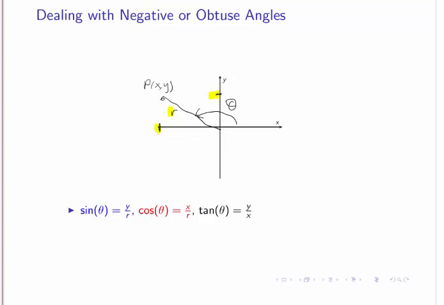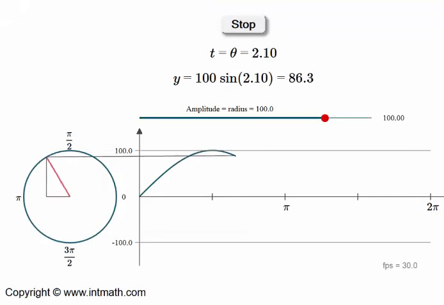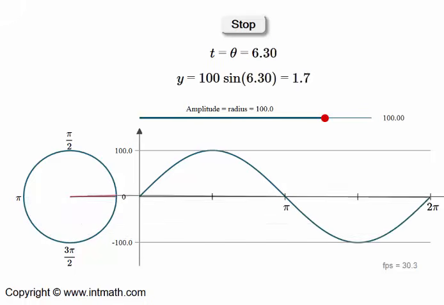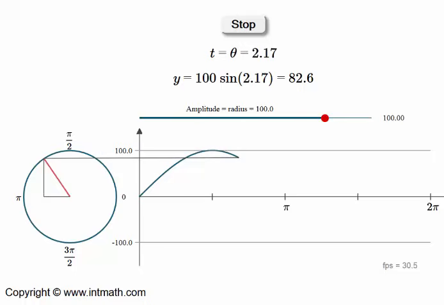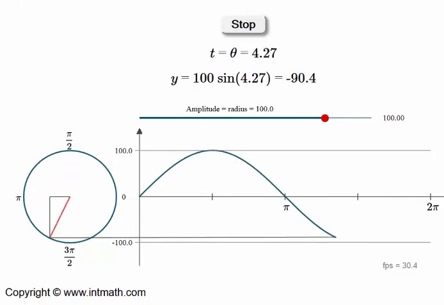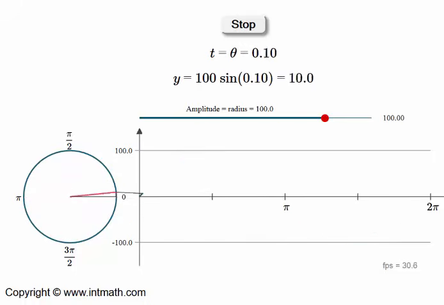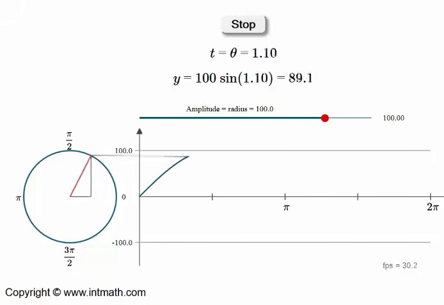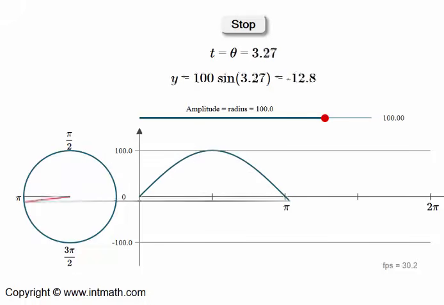If we want to, we can extend this idea to look at an animation of what happens as we move around the unit circle. And here we see the angle going from 0 to 2 pi, and then the y-coordinate is plotted out on the right hand side of the animation. And notice the radius of the circle is 100. So what we're getting is a graph of y equals 100 times the sine of the angle.